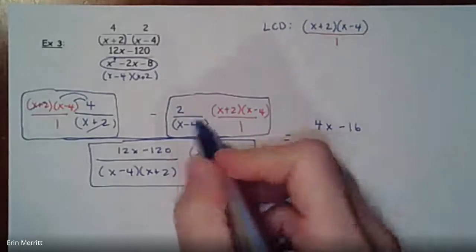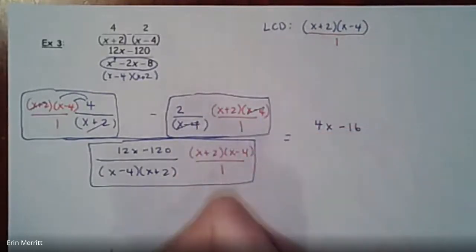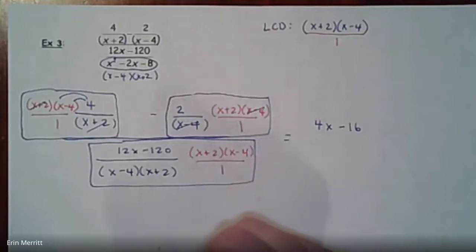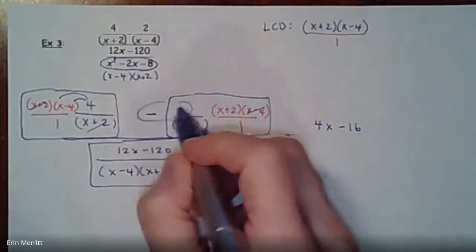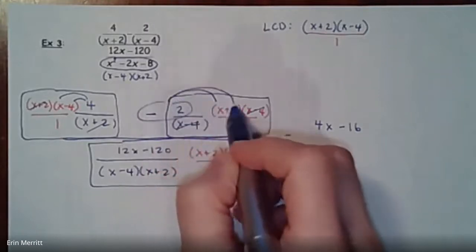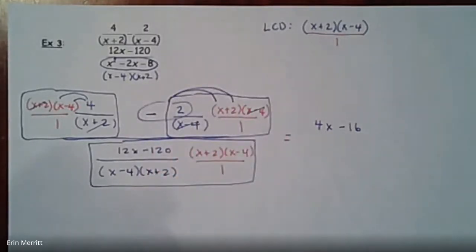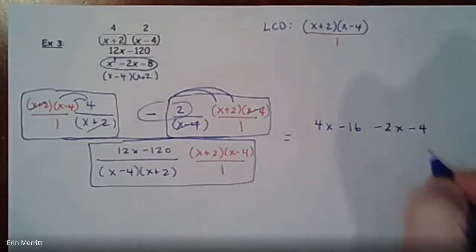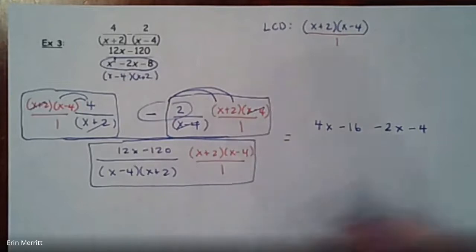All right, second one, the x minus 4's go. So we are left with 2 times x plus 2. Now here's where it can get a little tricky. There's a minus sign in between there. You might want to think about that as a minus 2 getting distributed so that you don't forget about the minus. So that makes it minus 2x and then minus 4 as you distribute that through.